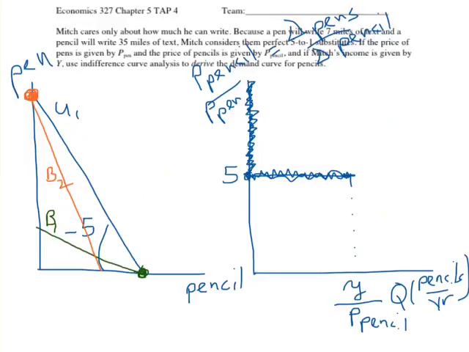All right, and then after that is where I need to correct what went on in yesterday's class. After that, the quantity of pencils would be equal to y, the amount he's spending on them, divided by the price of the pencil. And this is for prices below 5. So we'd have this function, where we'd have this hyperbola. The price of a pencil equals y over q.